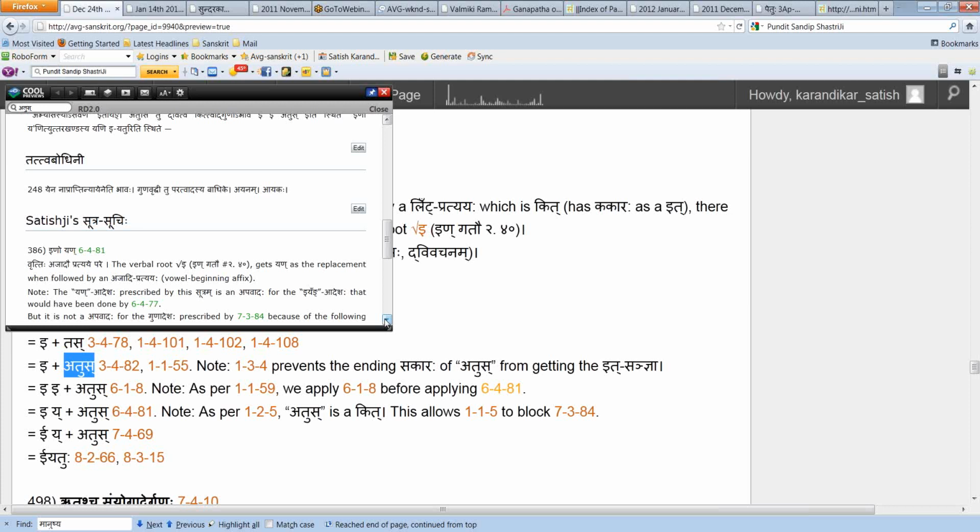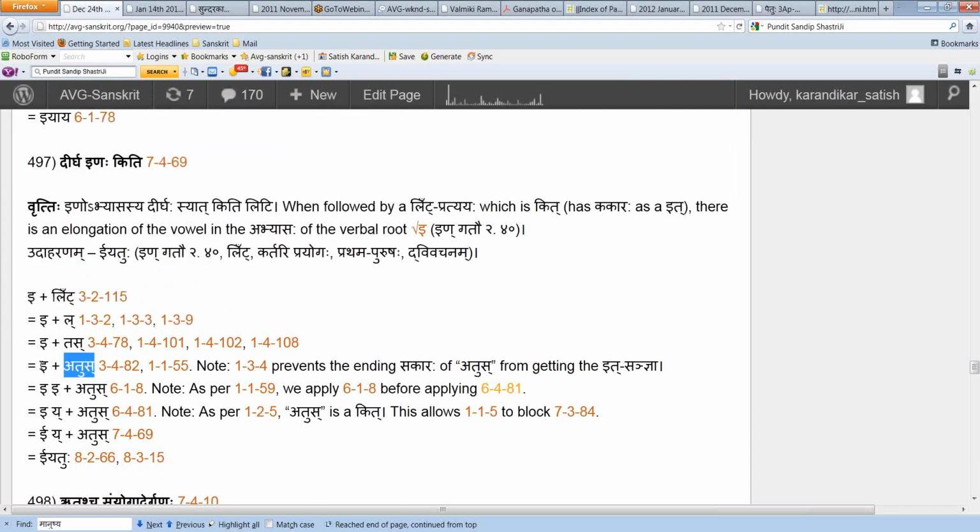So this is 6.4.81. That's ino yan, which you already studied when we did the form yanti, in lat lakara, the prathama purusha bahuvachana. Now what do we have right now? We have in plus atus. So we do have the ikara of in gatau, followed by the ajadi pratyaya. So ino yan wants to come and do a yan adesha.